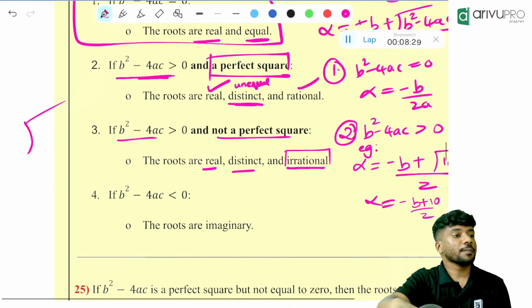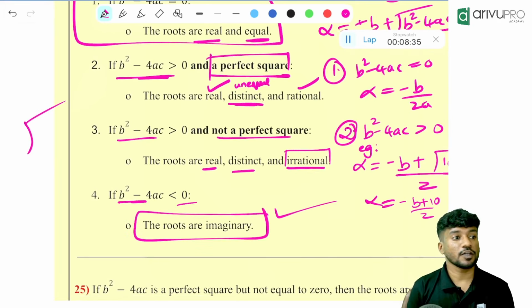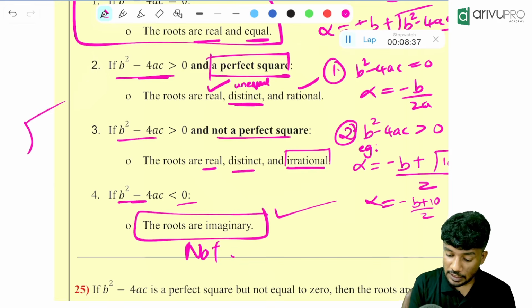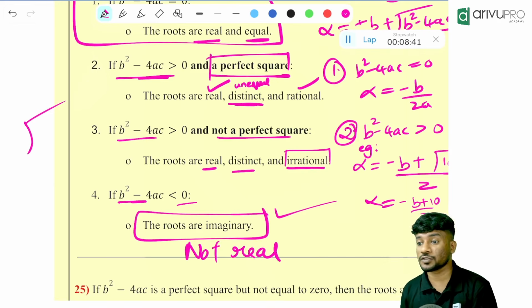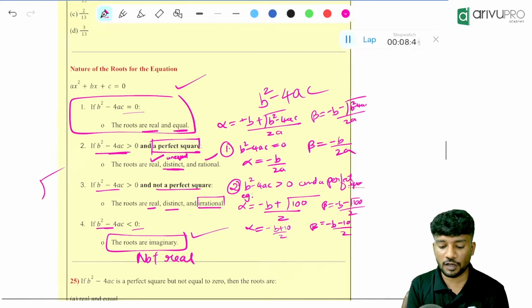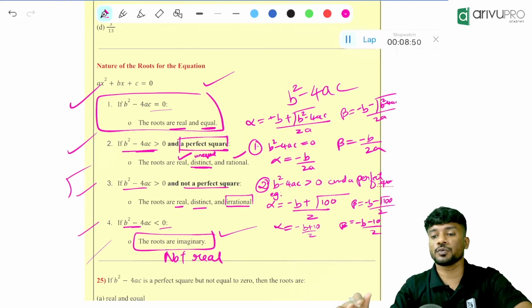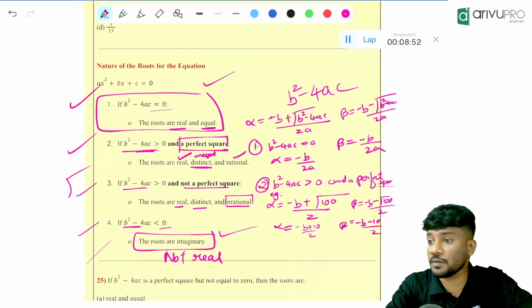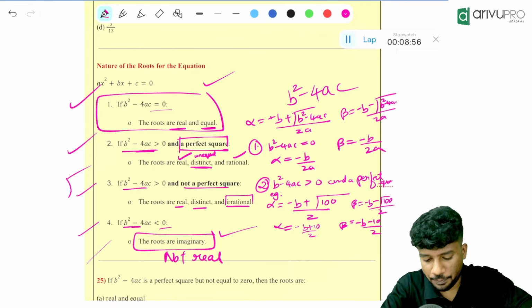Next one was the May 25 question. b square minus 4ac is less than 0. The roots are imaginary. The roots are not real. We say imaginary because the root of a minus number will come into the picture. Make a note of all of this. Any one of it can be a question for you, one way or the other. Yes, make a note.